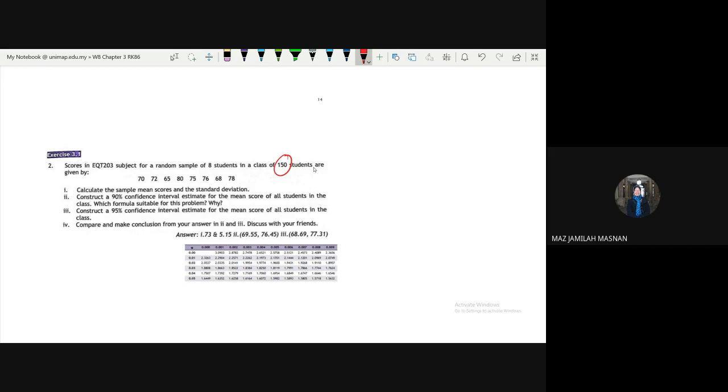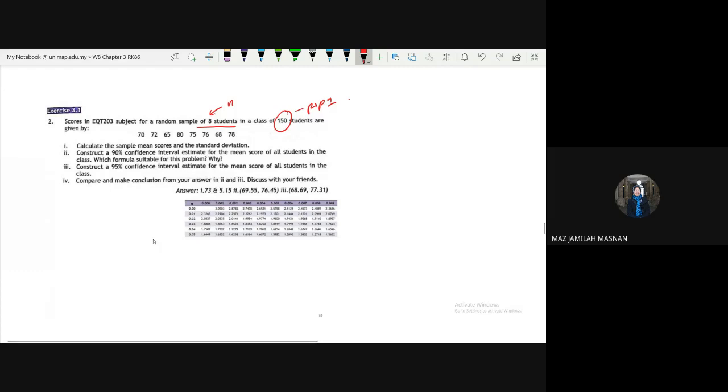A score in EQT 203 subject for a random sample of, so we know that this is our aim. In a class of 150. So I guess this is your population. Since we are not going to look at all 150 students' scores, we look only for 8 samples, 8 students for our sample. Calculate the mean score and the standard deviation. Do you still remember how to calculate the mean and standard deviation, class?